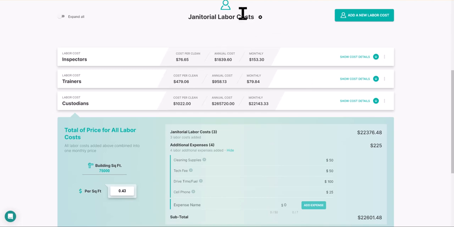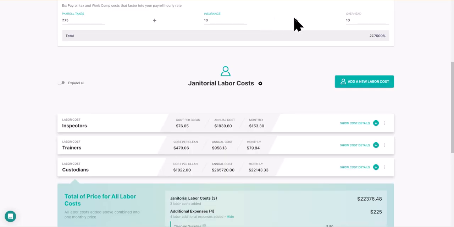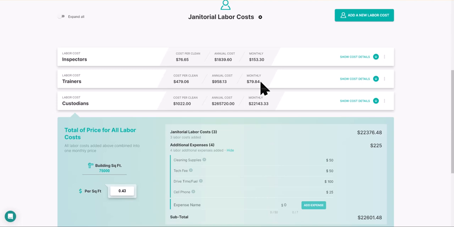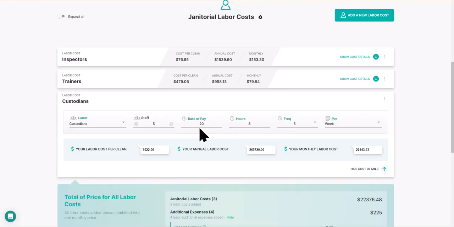So you have your 9 expenses, you have your payroll, insurance, and overhead, and then you have inspectors, inspect what you expect, your trainers to cover your cost of turnover and or your training turnover, and then you've got your frontline custodians, people in the trenches every day that are paid well with adequate cleaning times.